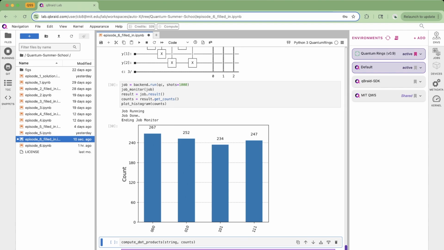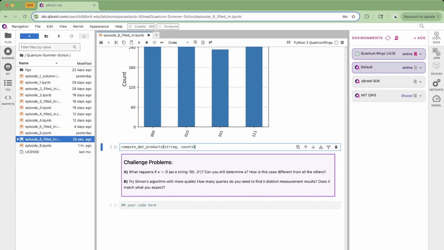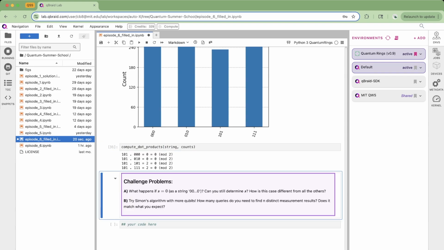And the one thing that we know is that these results ought to have a dot product of 0 with our string. So we can actually check that. And we can see that our string 101 dot product with each of these measurement results that we got, it's always 0. So this is good, this is what we wanted.